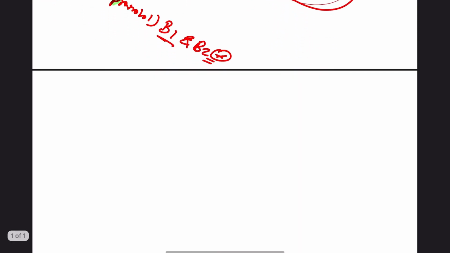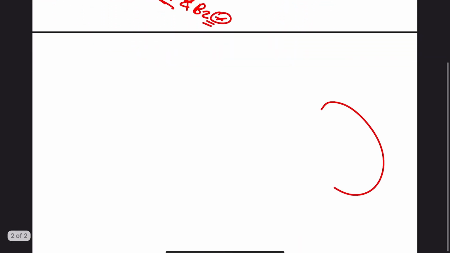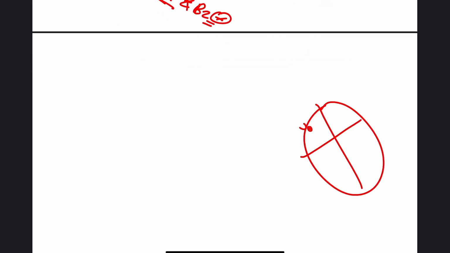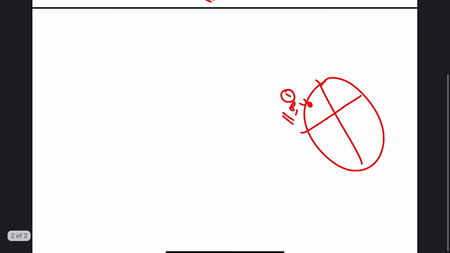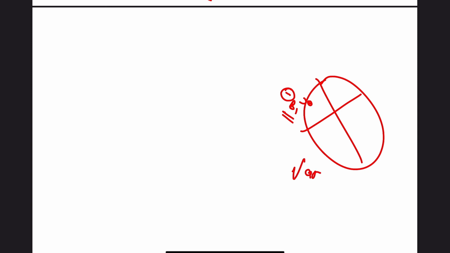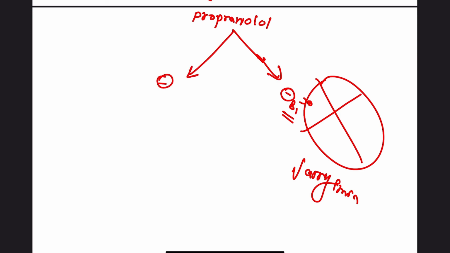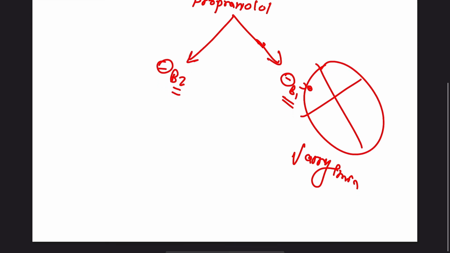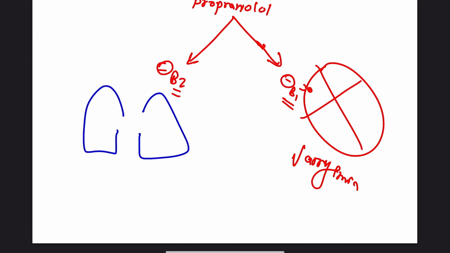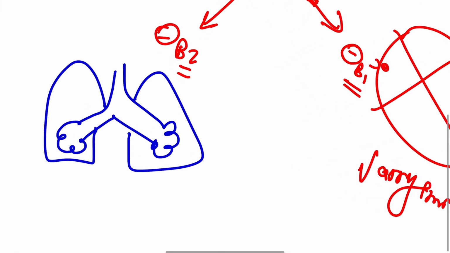But what is the problem? If someone has, for example, arrhythmia, and I block his beta 1, I solved the arrhythmia. I give him propranolol, and it solved the arrhythmia, very good. But it also inhibits beta 2. Beta 2, as we said, is present in the bronchial walls, in the lungs.